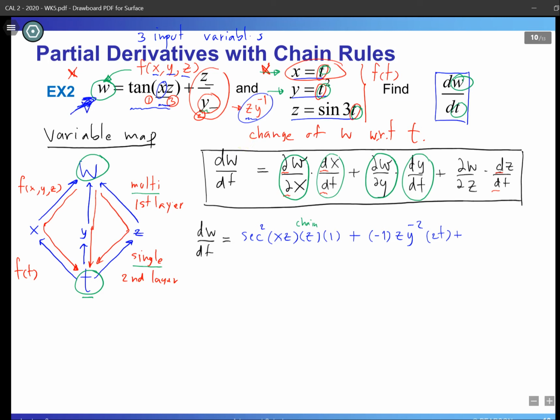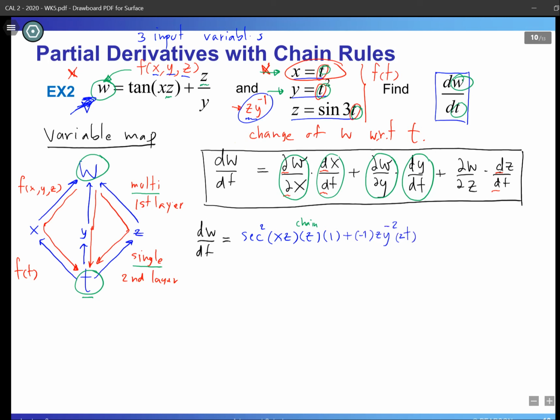Okay, we have a lot of things going on, so let me erase all of this. So we have Z right here and also Z right here. So we need to differentiate these two. So the first term is going to be, I don't think I have enough space, so let me squeeze things in. So let me write this again. dw by dy is going to be minus z y to the power of minus 2. Alright, and dy by dt is going to be 2t.